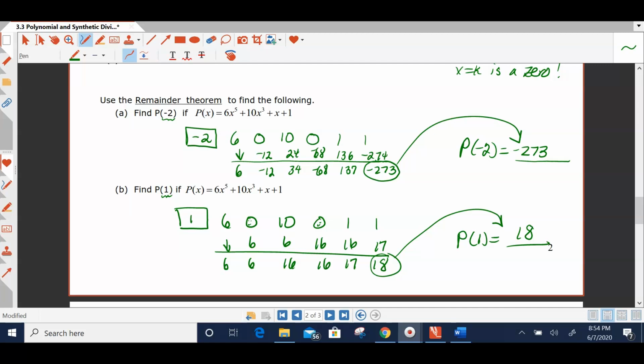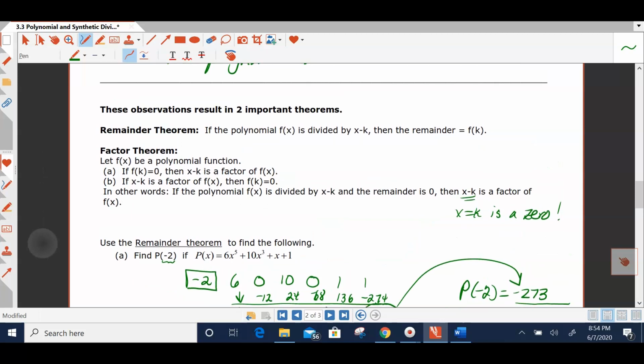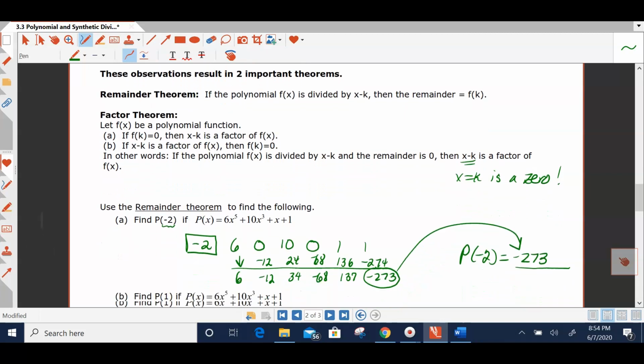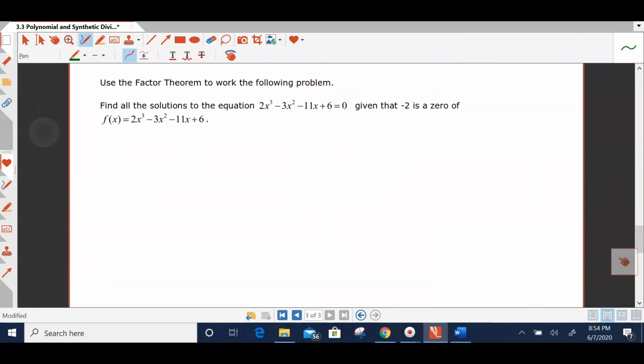Now, when the remainder is 0, you have scored, because a remainder of 0 tells you that the number in the box is a 0 of the polynomial function. Yippee, because those are hard to find. And that leads us to the factor theorem. When the remainder is 0, you have found a 0 or a factor. So let's use the factor theorem.